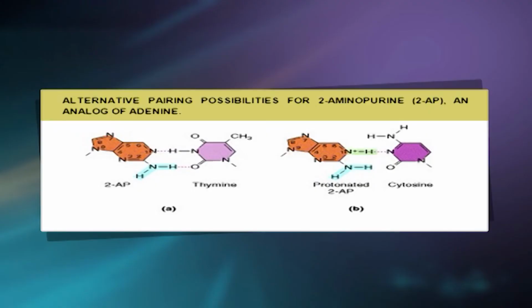Another analog widely used in research is 2-aminopurine, which is an analog of adenine that can pair with thymine, but can also mispair with cytosine when protonated, as shown in the figure. Therefore, when 2-aminopurine is incorporated into DNA by pairing with thymine, it can generate AT to GC transitions by mispairing with cytosine in subsequent replications.